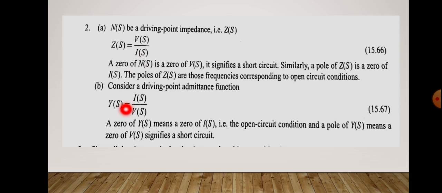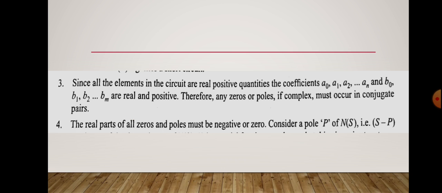So the next case: if you are considering the driving point admittance as a network function, that is I(s) by V(s), then in the similar case, a pole of Y(s) means a zero of I(s), that means the current becomes 0, that means the circuit is in open condition. And a pole of I(s) means a zero of V(s). In that condition, when voltage becomes 0, that represents a short circuit.